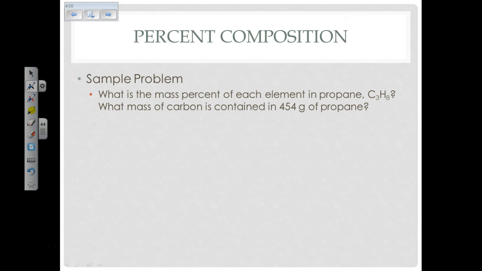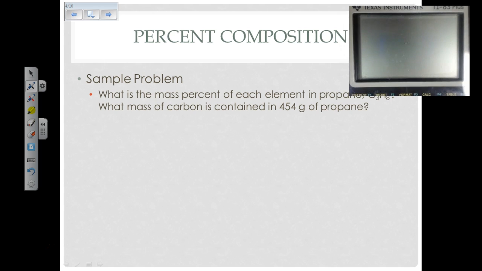It says, what is the mass percent of each element in propane, C3H8? And then it asks for the mass of carbon contained in that many grams. So here's what we're going to do. We know that the formula is C3H8. I am going to set this up to find out what the mass of carbon is and the mass of hydrogen. To do that, we need the molar mass, or a total mass.